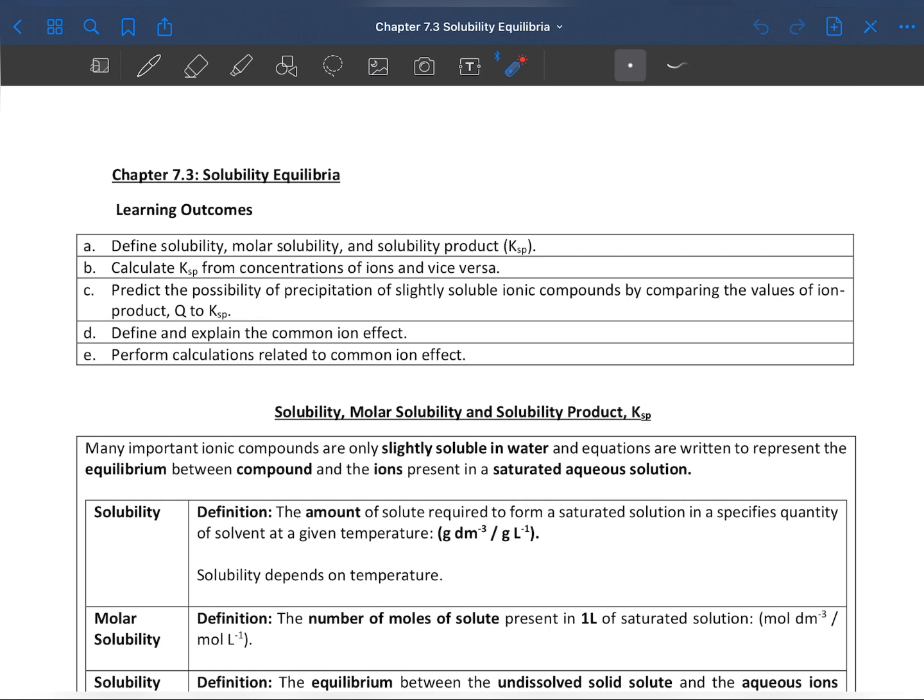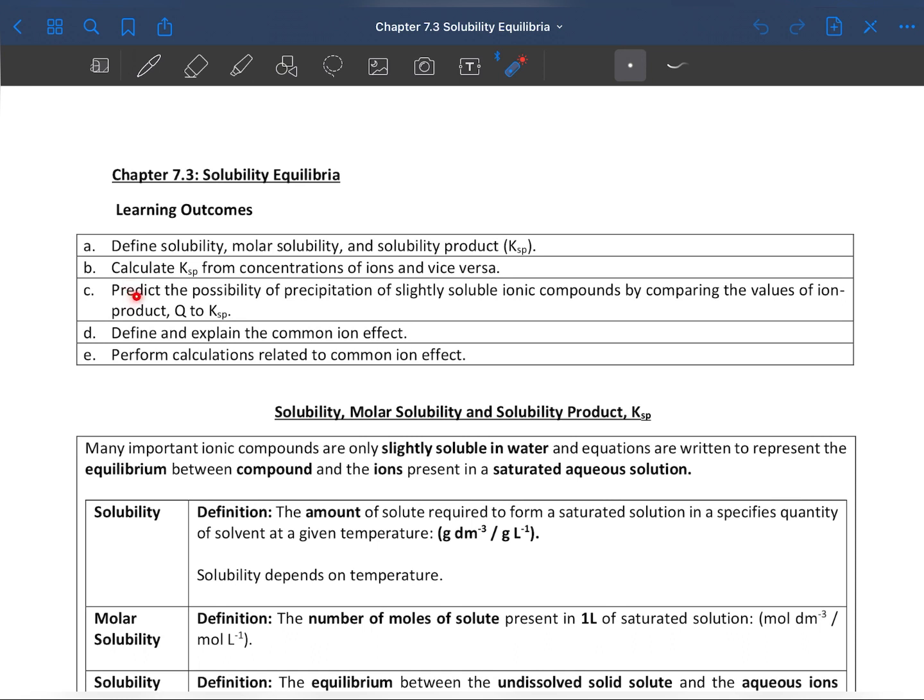Okay, alright. So our learning outcome for today adalah you should be able to define solubility, molar solubility and solubility product. So ada 3 benda lah yang kamu kena boleh define. And then calculate KSP from the concentration of ions and vice versa. So now you have to calculate the value of KSP. Before this kita ada jumpa KC, KP, KA, KB. So sekarang kita jumpa satu benda yang lagi baru, iaitu KSP. Kena boleh kira daripada concentration ion yang dibagi ataupun vice versa.